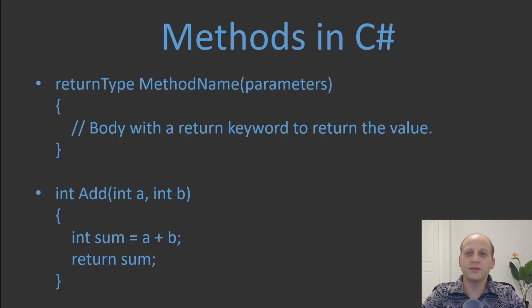Now, if the method returns something, the body should contain a return statement that returns a value that corresponds to the return type. For example, let's take a look at a method that adds two numbers. As you can see, its name is add. It gets two parameters of type int with the names a and b, and it returns an integer. Then we have the body of the method that calculates the sum of the two numbers. The last line of the method is return sum, that returns the result of the calculation.